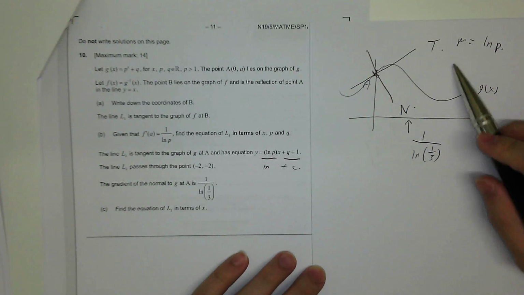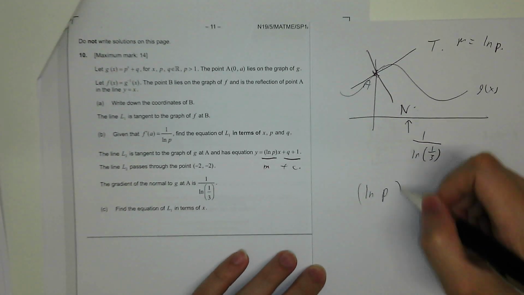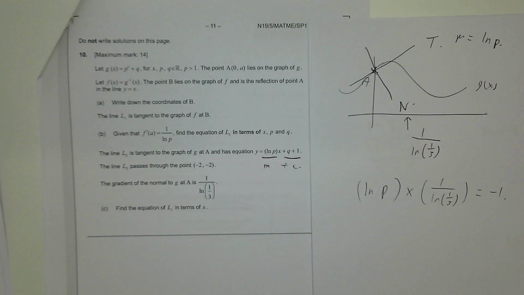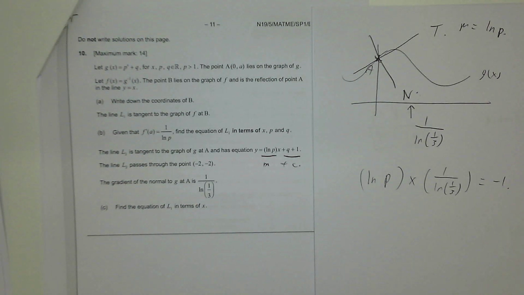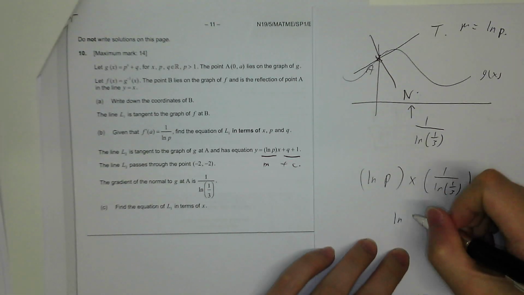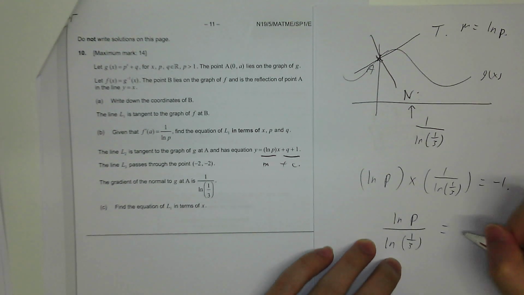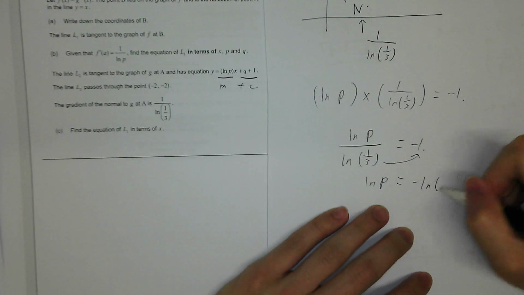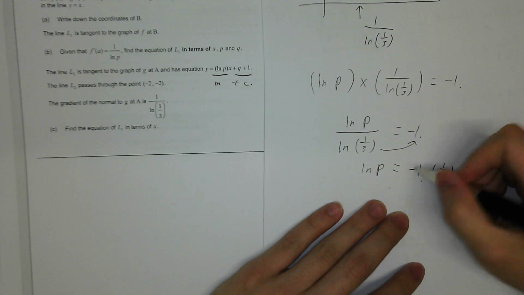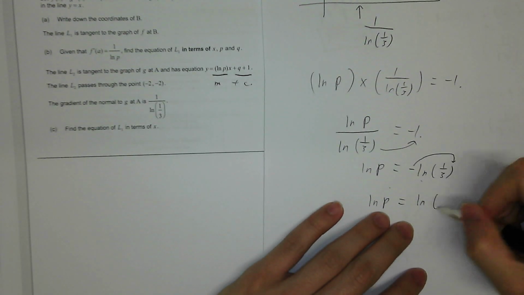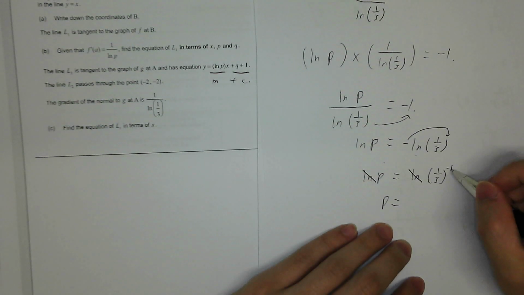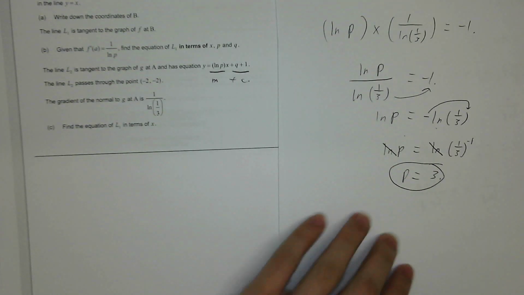Because these two straight lines are perpendicular to each other, the product of the two slopes equals -1. So ln p divided by ln 1 over 3 equals -1. And then we can multiply across. So ln p equals -ln 1 over 3. We cannot cancel the ln because there's a negative here. We can put it back: ln p equals ln (1/3) to the power -1. And we can cancel the ln. So p is just 1 over 3 to the power -1, which is just 3. So p is 3.